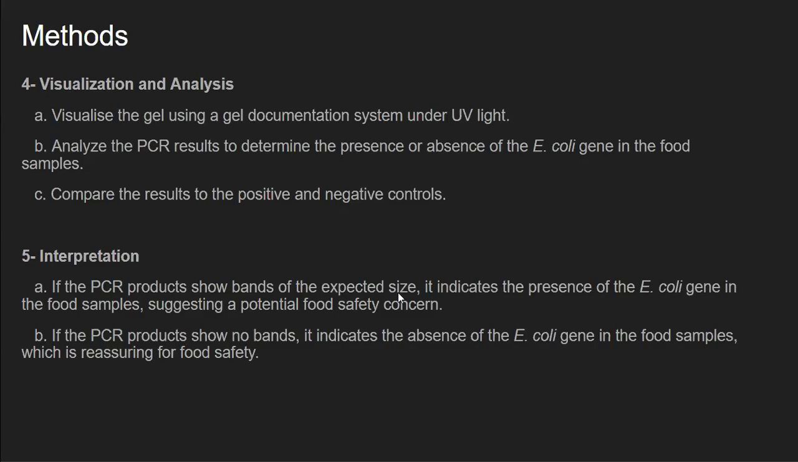Interpretation. If the PCR products show bands of the expected size, it indicates the presence of the E. coli gene in the food sample, suggesting a potential food safety concern. If the PCR products show no bands, it indicates the absence of the E. coli gene in the food samples, which is reassuring for food safety.